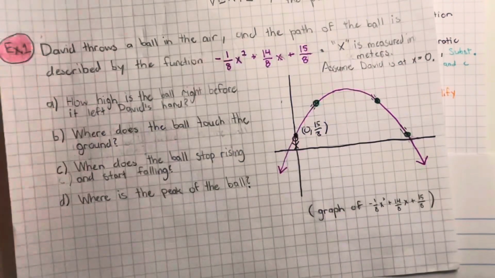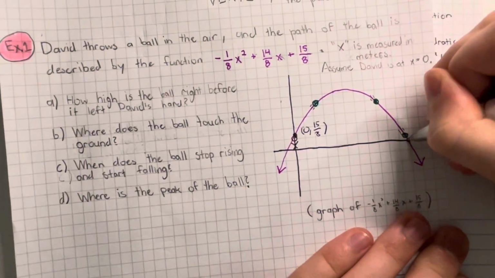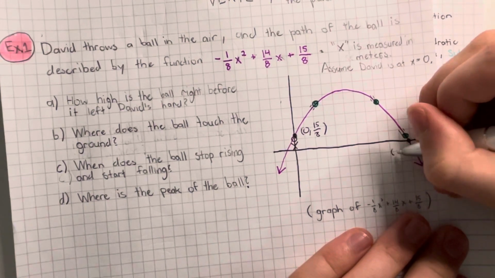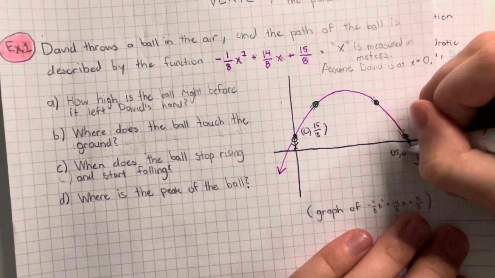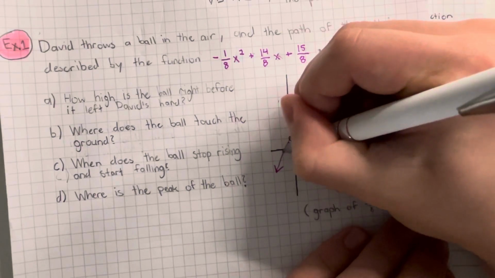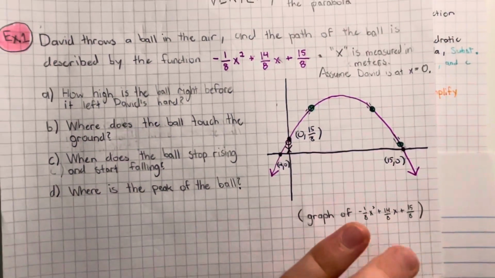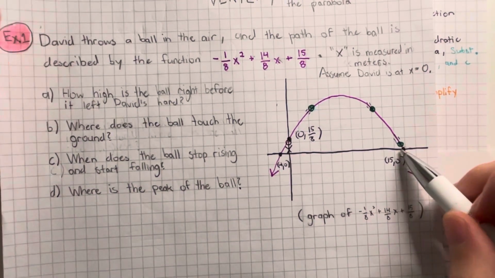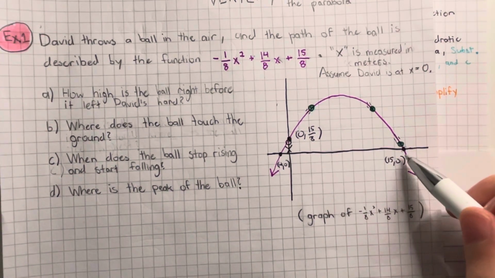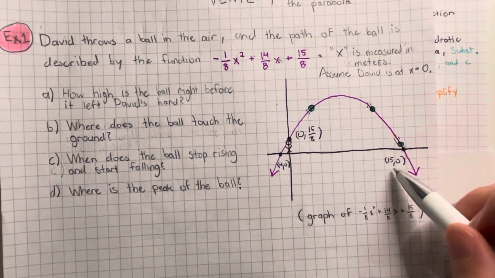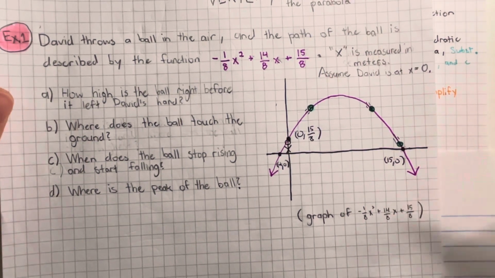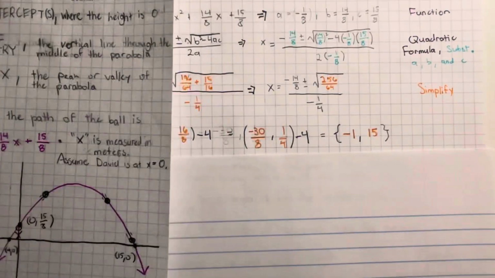So that's perfect. Here, this point is 15, 0, and this point right here is -1, 0. So when the ball touched the floor, David threw it 15 meters away from him, or about 45 feet.